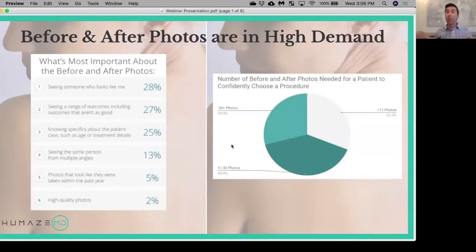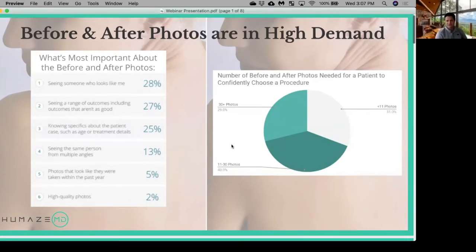But if you look at the broad scale of everybody, this graph shows it in a different way. It says 40% of the patients polled wanted to see between 11 and 30 photos. I'm reading this out because it's small print and you may not be able to see it. 31% wanted to see less than 11 photos. So given that perspective, having the ability to show either a few or as many as that patient wants to see is very important in convincing that patient that you are the person that can do the job and give the treatment results they expect.